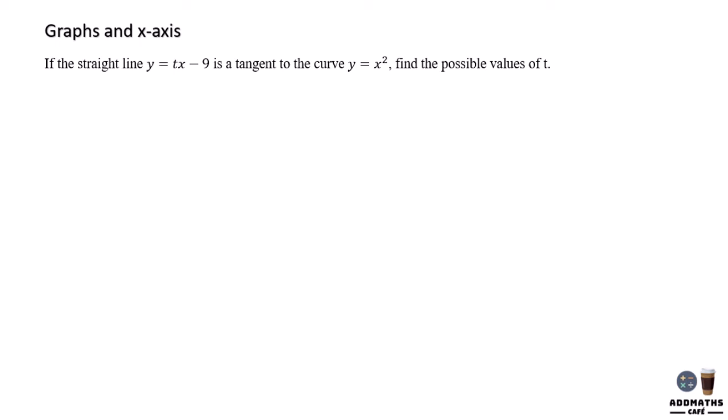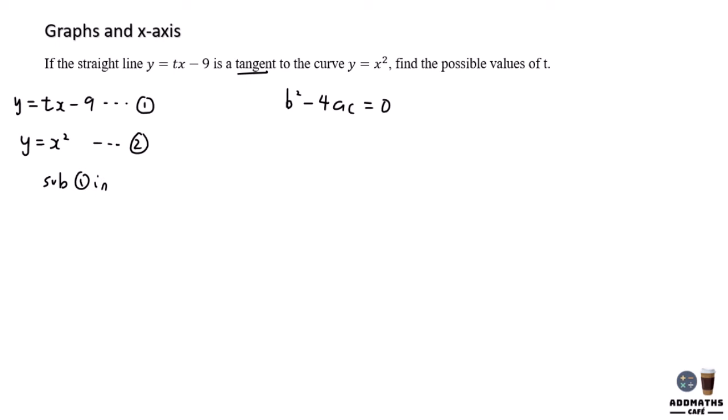Next, we will go to this question, which is a straight line tangent to the curve. When we talk about tangent, it means that there is only one root. So whatever we do with this straight line, we are applying the simultaneous method. So to this extent, we make y equal to tx minus 9 as 1, y equal to x squared as 2, sub 1 into 2. So we will have tx minus 9 equal to x squared. And this is not general form. So what we do is change it into general form. So your a will be 1, b will be negative t, and c is your 9.